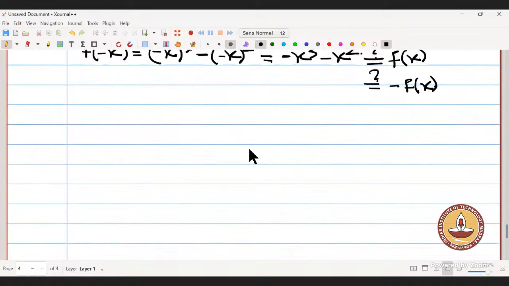Okay, so again, let me ask, suppose a graph is given.